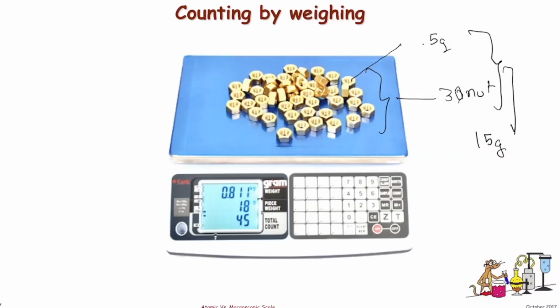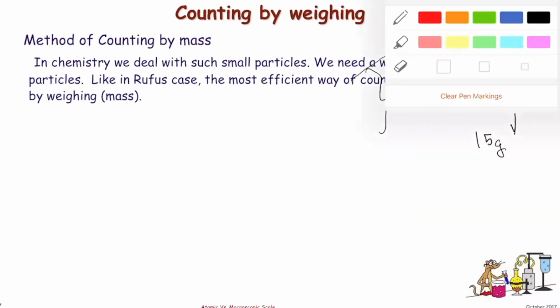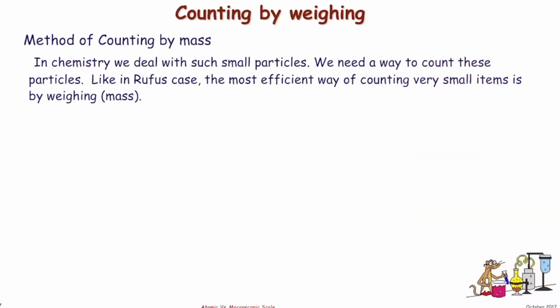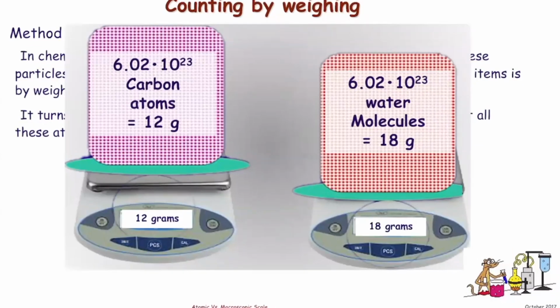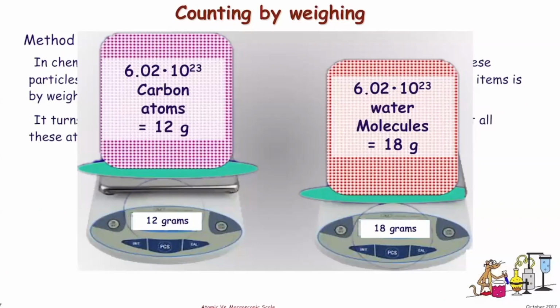That's counting by weighing. And you kind of do that in your grocery store. So let's take a look at this right here. Counting by weighing. And why do we do that? The reason why we do that is because it's the most convenient way of counting atoms, because atoms are so small. 12 grams of carbon atoms actually contains 6.02 times 10 to the 23rd carbon atoms.